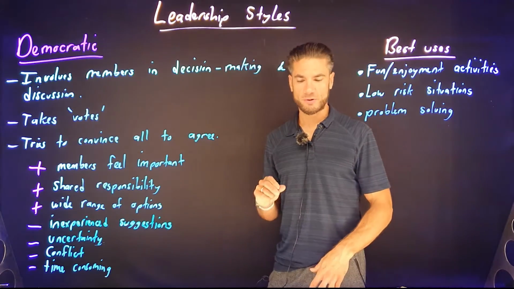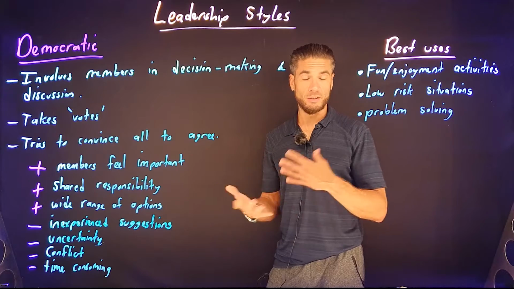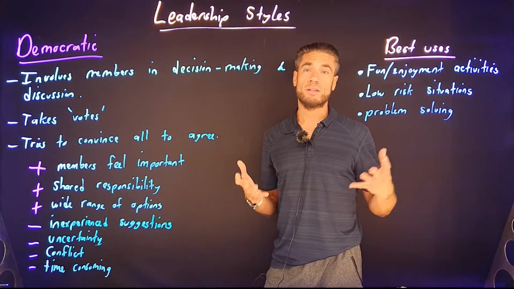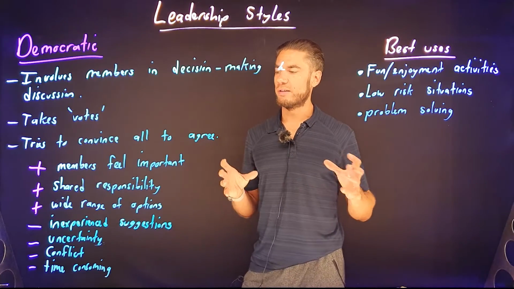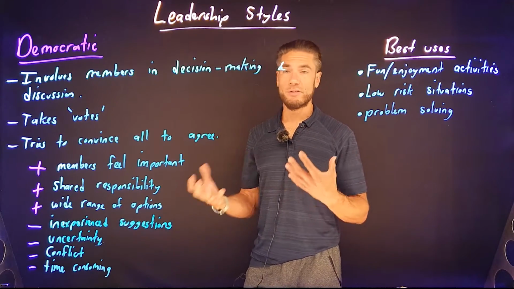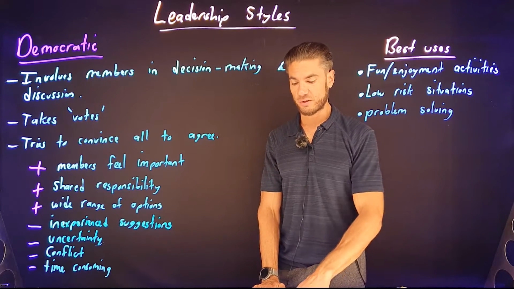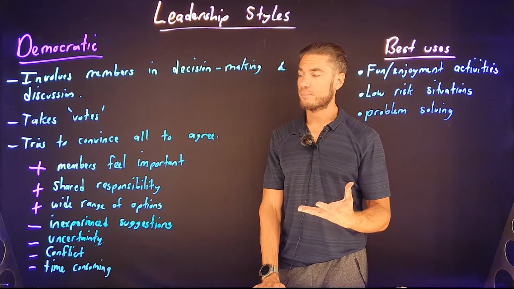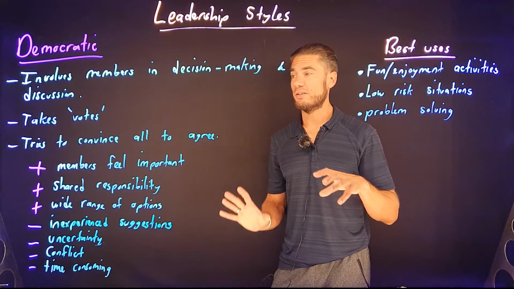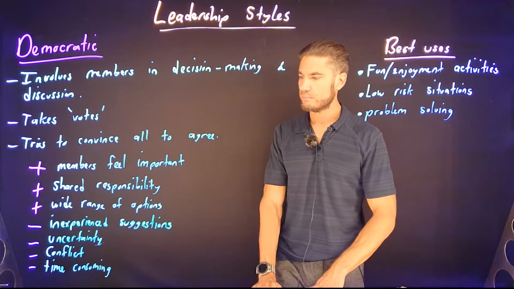Wide range of options. Generally a leader, despite being a meticulous planner, may have some things they haven't thought of, whereas outside the box thinking individuals in the group may present an option which is better than what the leader thought of. So there is that possibility that the democratic leadership style can lead to a better outcome for the group.